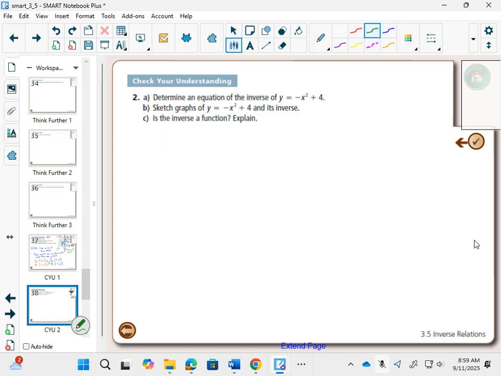Sometimes you can see in a question, I'm just going to write down, I'm noticing that it doesn't say function.